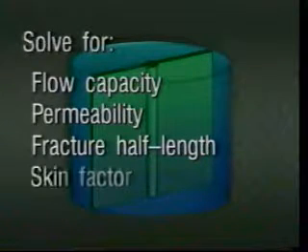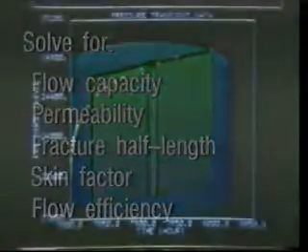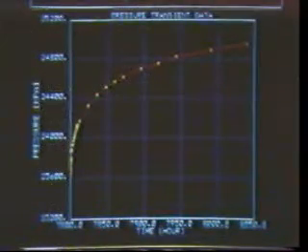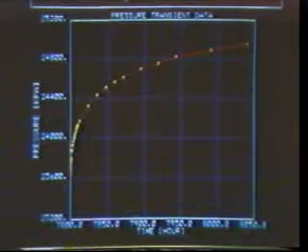We are asked to obtain values for the reservoir flow capacity, the permeability, the fracture half-length, the skin factor, and the flow efficiency. We see here a Cartesian plot of the pressure versus time data. Ordinarily, this plot is not of great significance. We generate it to be sure that the data is free from the effects of erratic downhole tool performance. No irregularities here. The tool seems to have worked properly.